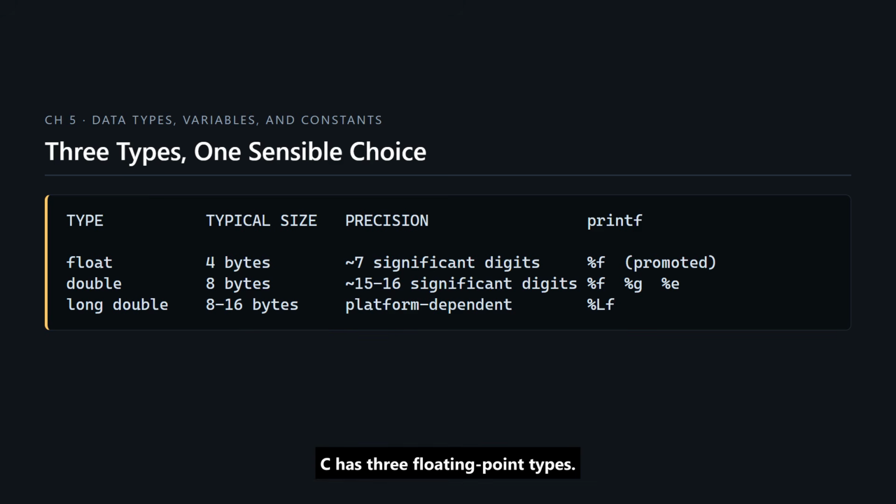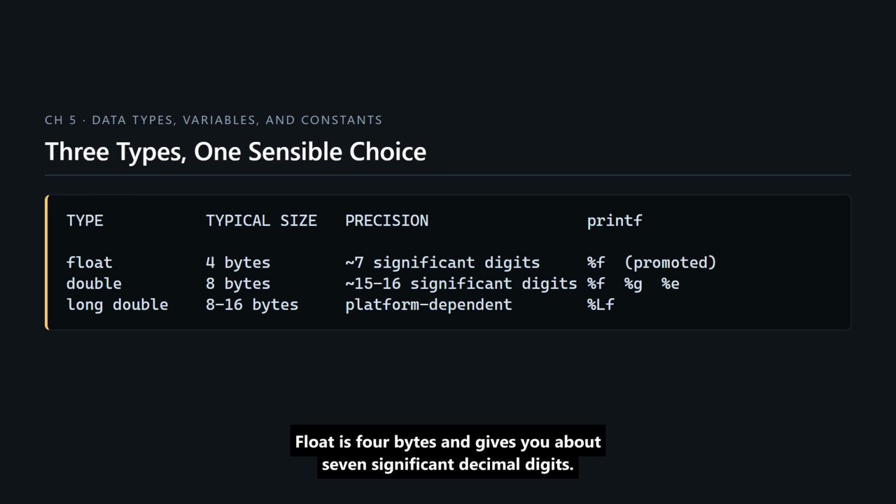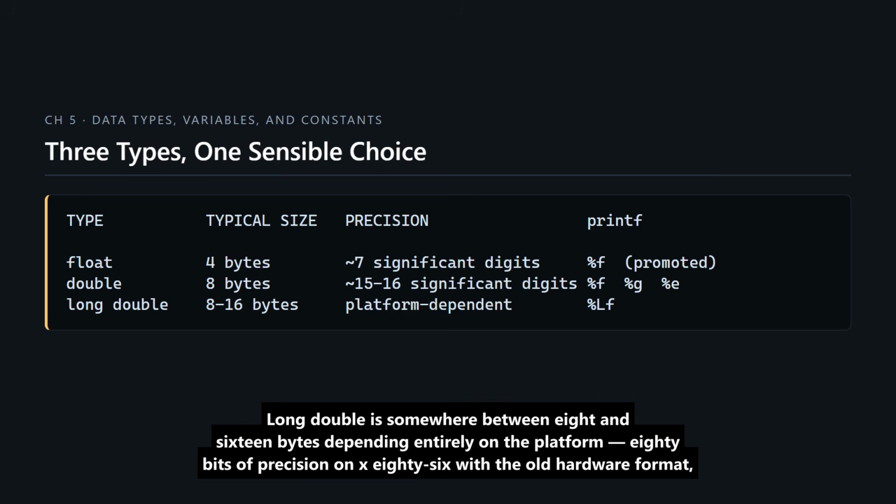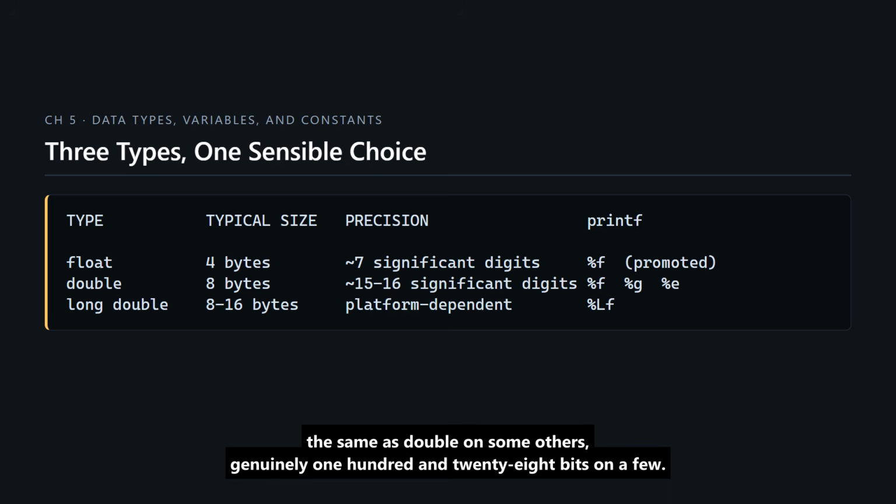C has 3 floating point types. Float is 4 bytes and gives you about 7 significant decimal digits. Double is 8 bytes and gives you about 15 or 16. Long double is somewhere between 8 and 16 bytes depending entirely on the platform, 80 bits of precision on x86 with the old hardware format. The same as double on some others, genuinely 128 bits on a few.